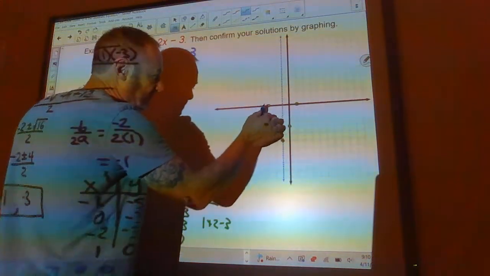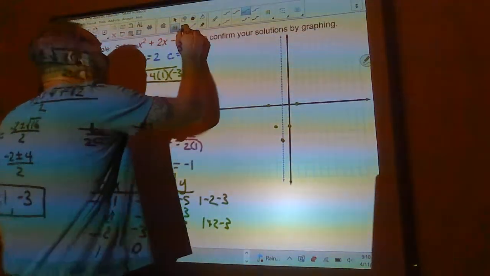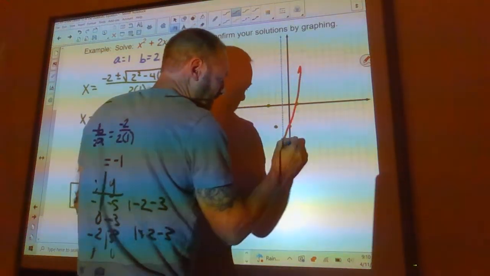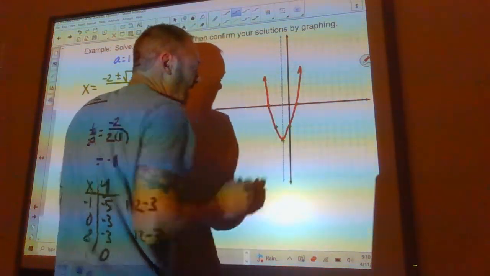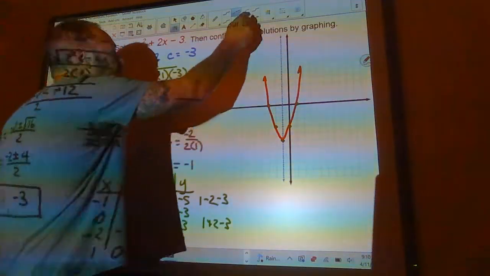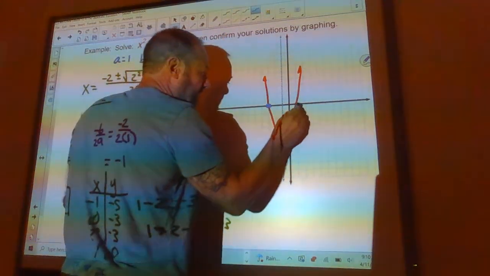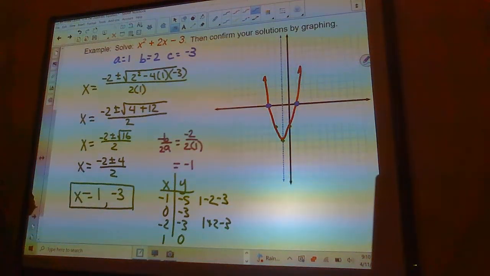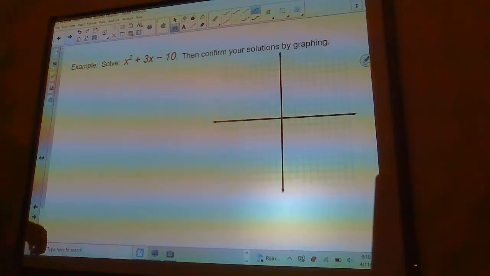And remember, it's symmetric, so negative 3 is also going to give me 0. And look at that. Here's my graph. Looks something like this. And it confirms my solutions because it crosses the x-axis there and there. Okay? So, good for that. Now let's move on to this one.